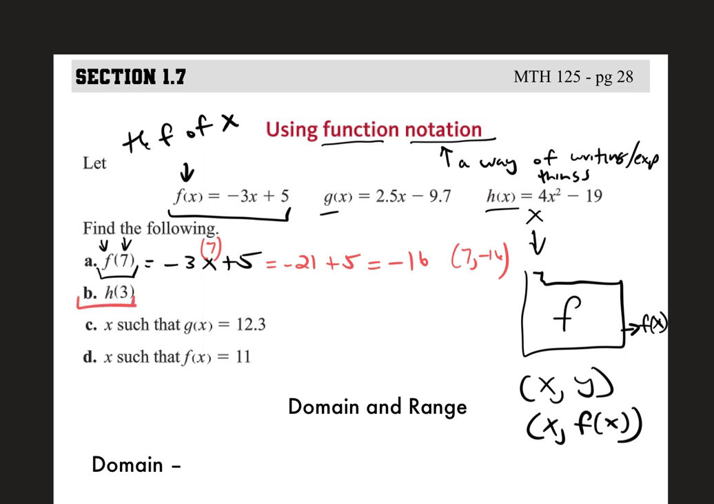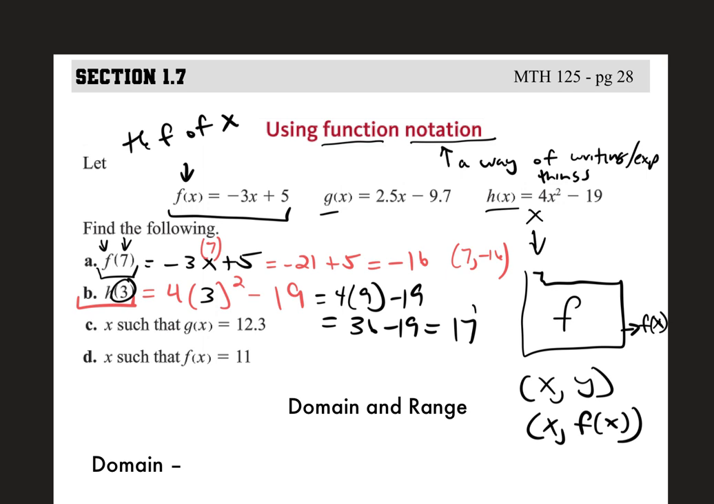This one here asks us to input 3 into h and tell us what the output is. So here is h. Notice I just left a set of parentheses there because in the parentheses I'm going to be plugging in 3. 3 squared is 9. 4 times 9 is 36. And 36 minus 19 is 17. So my input was 3 and my output was 17.